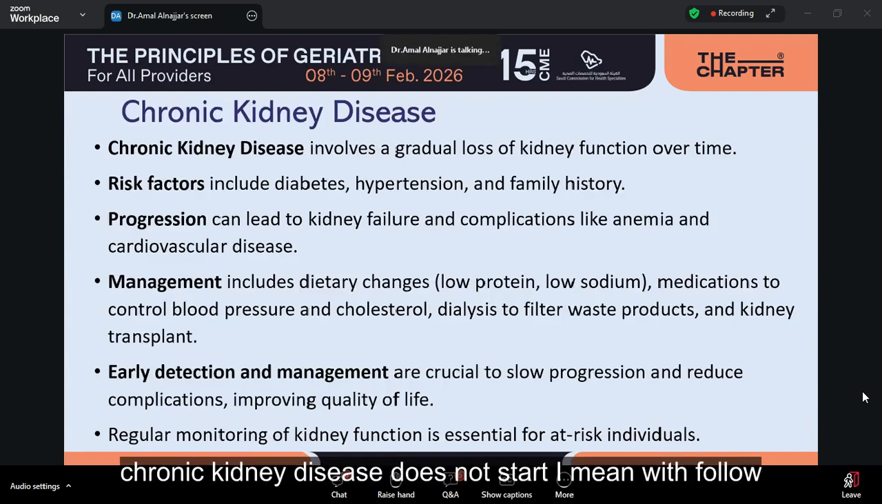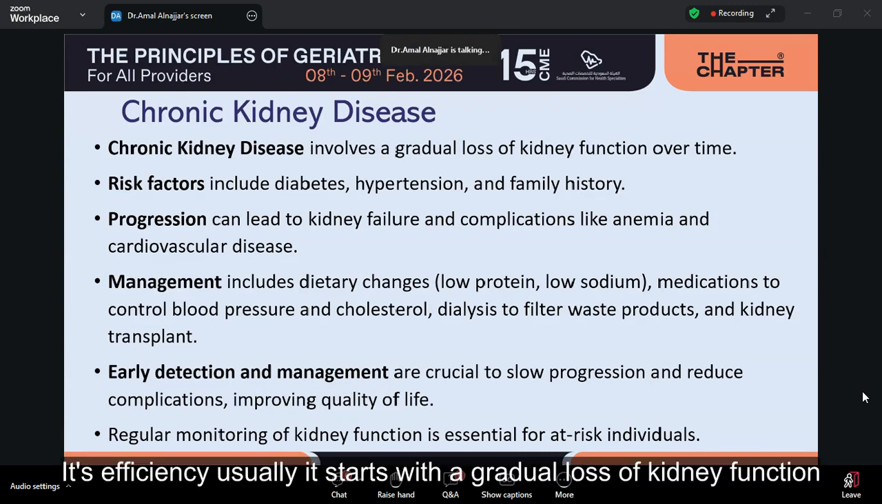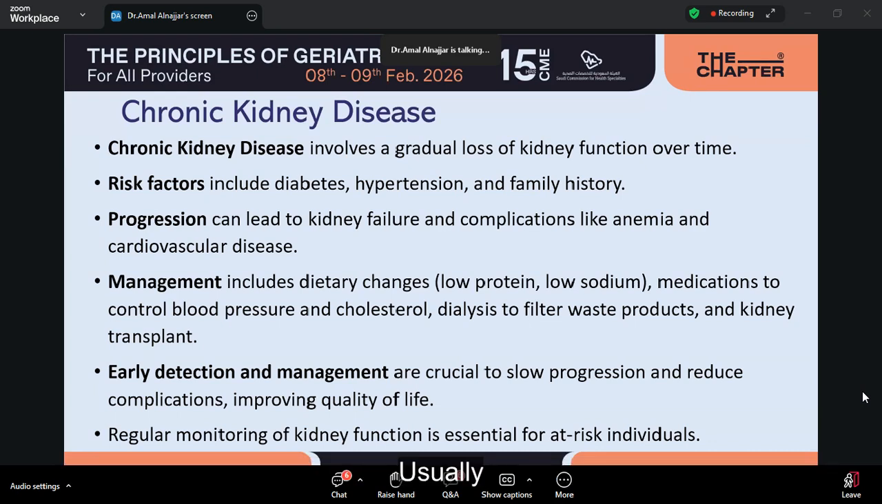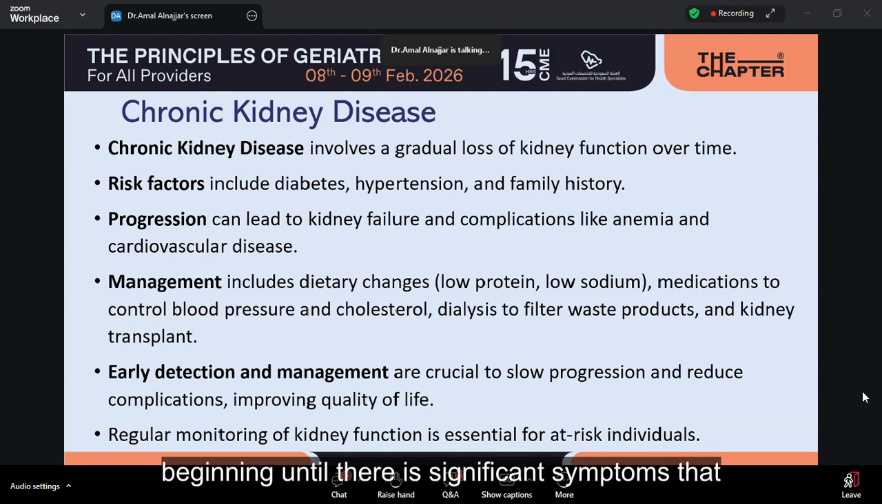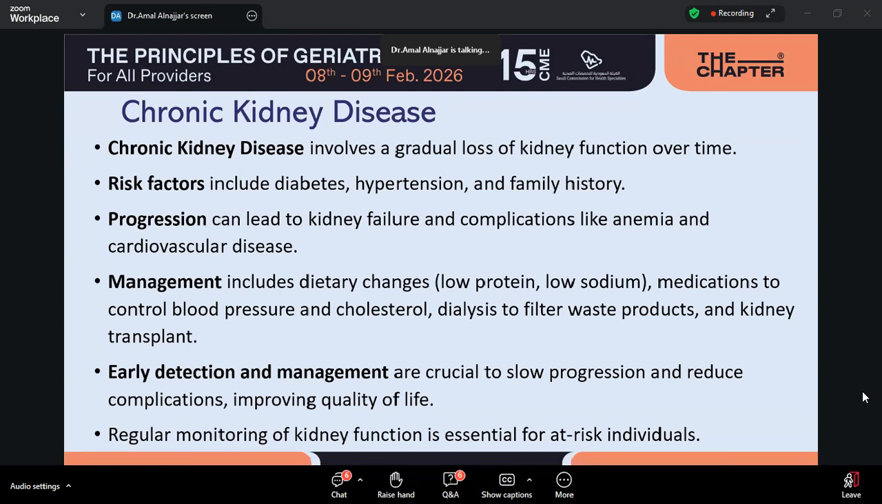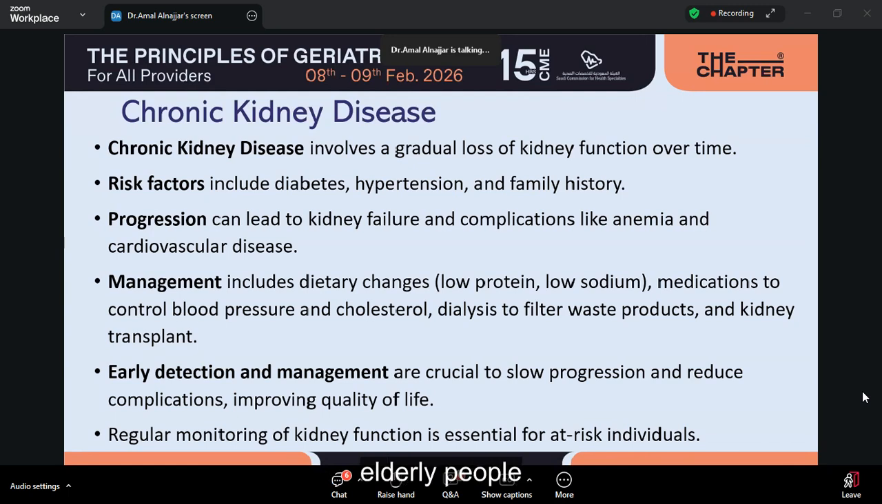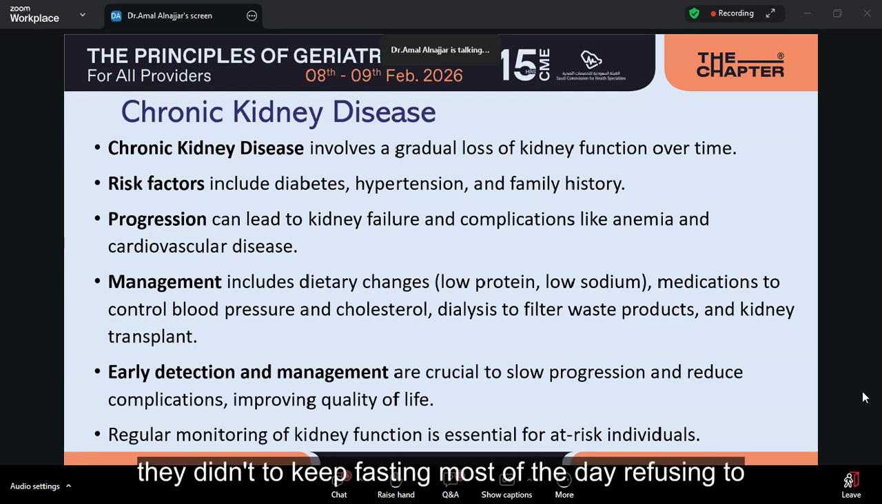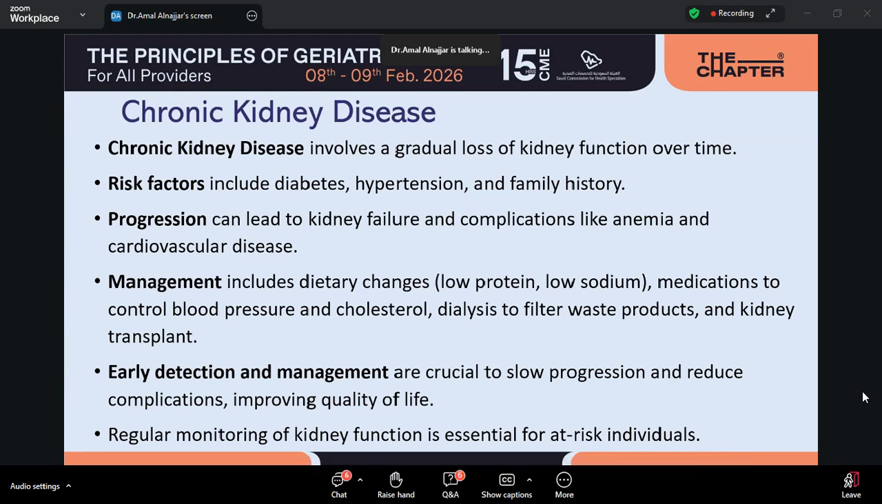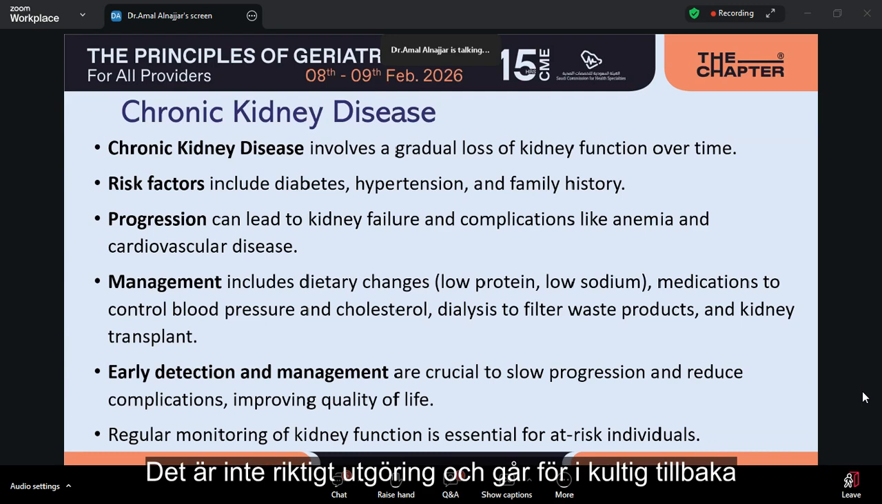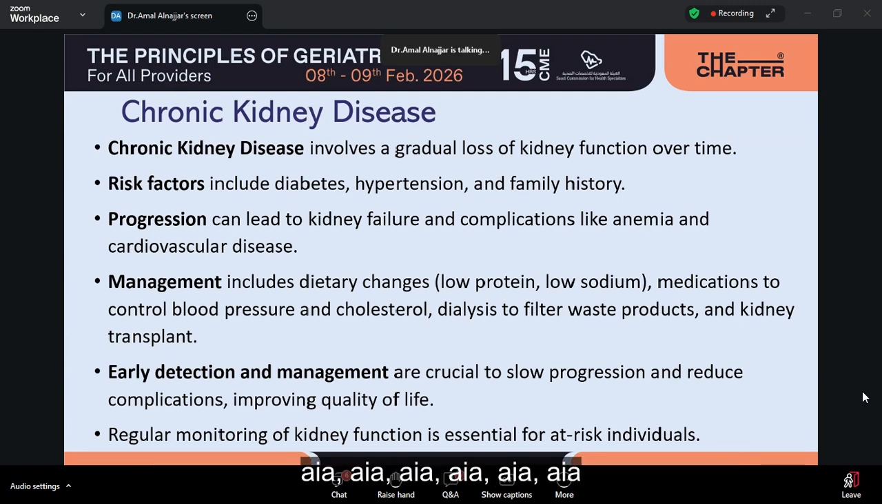Chronic kidney disease does not start with full kidney insufficiency. Usually it starts with a gradual loss of kidney function over time. And usually geriatric patients don't feel this from the beginning, until there are significant symptoms that require the patient to go to the hospital to be checked. Especially, elderly patients tend to keep fasting most of the day, refusing to drink a sufficient amount of water, and tending to retain their urine in order to avoid going frequently to the toilet. This might exacerbate the situation of the kidney disease.